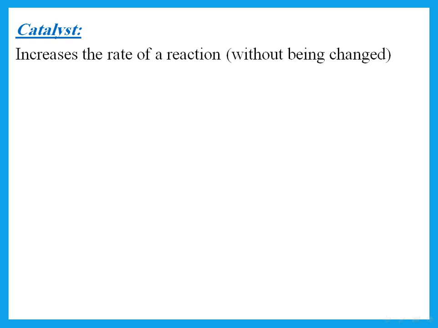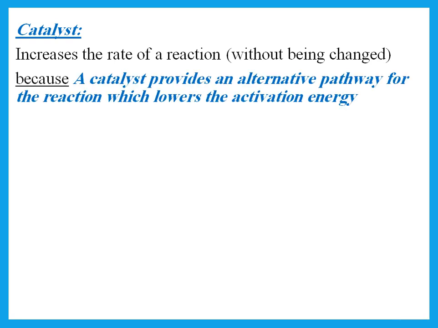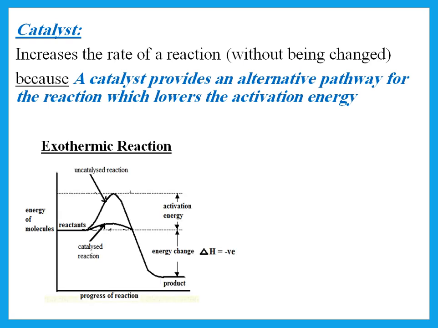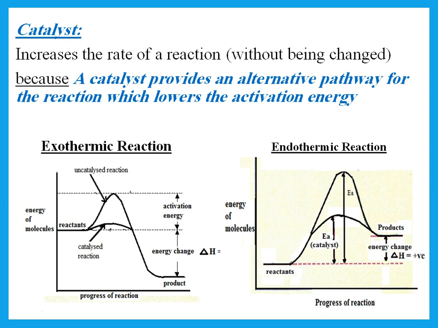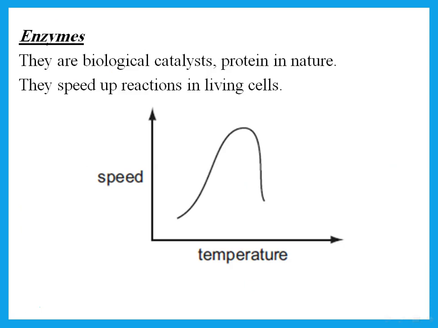A catalyst is a substance that increases the rate of a reaction without being changed. This is because the catalyst provides an alternative pathway for the reaction. This lowers the activation energy. Remember, we said the activation energy is the difference in energy between reactants and the intermediate, which is at the top. So whether we're talking about an exothermic reaction or endothermic reaction, what the catalyst does is it lowers the activation energy, and that is why it makes the reaction fast.